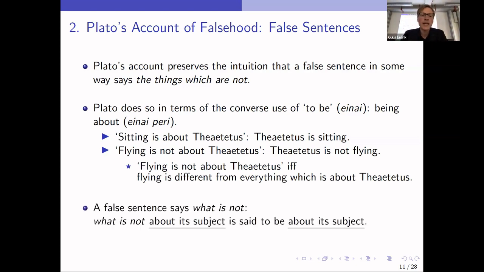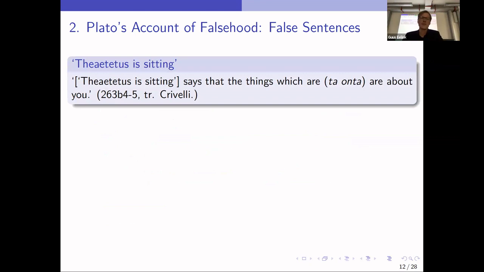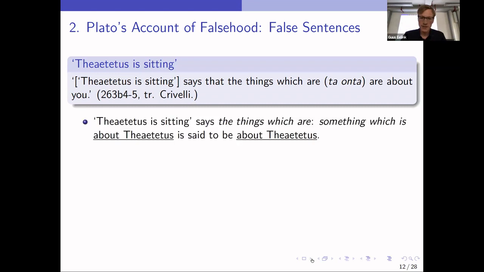Now, this then helps Plato to explain the sense in which a false sentence says what is not, and also to make that what is not innocuous. Because what happens in a false sentence is that what is not about its subject is said to be about its subject. Now, to illustrate this, let us look into two small bits of text, starting with a true sentence, which is supposed to say the things which are. Plato says about the true sentence, Theaetetus is sitting, that it says the things which are about you. Now, I take it from this that a true sentence, such as Theaetetus is sitting, says the things which are, in that something which is about Theaetetus, namely sitting, is said to be about Theaetetus.